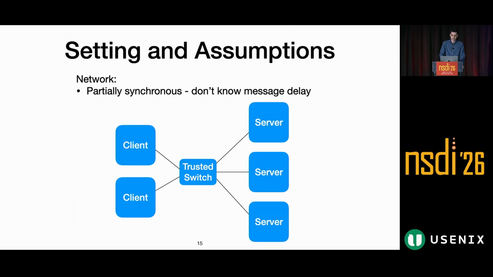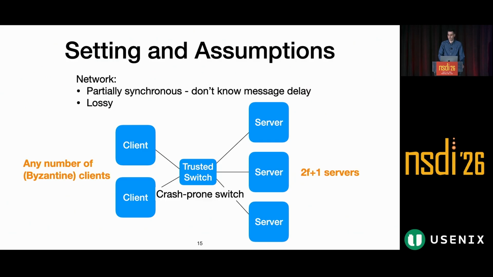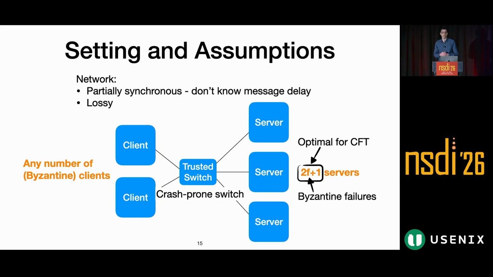So we have pretty standard assumptions regarding the network. We assume the network is partially synchronous and it's lossy, so messages can get lost in the network. While we assume that the trusted switch is not Byzantine, it may fail by crashing. We assume any number of Byzantine clients and 2f+1 servers, where up to f of them are Byzantine, which is the optimal number of servers to achieve consensus.